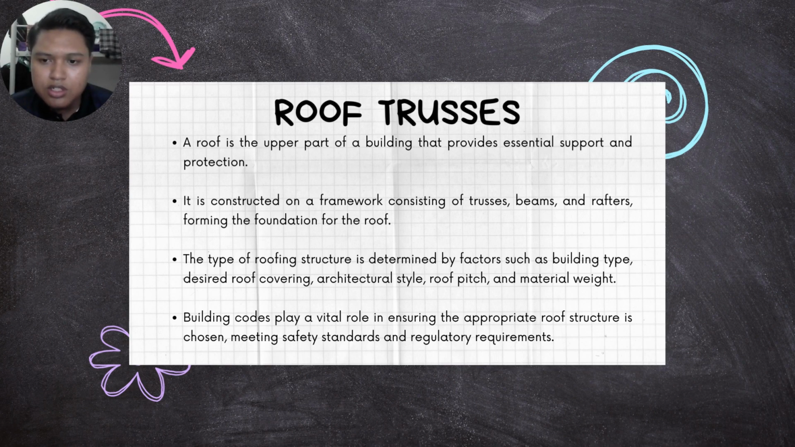The type of roofing structure is determined by factors such as building type, desired roof covering, architectural style, and material weight. Building codes play a vital role in ensuring the appropriate roof structure is chosen, meeting safety standards and regulatory requirements.